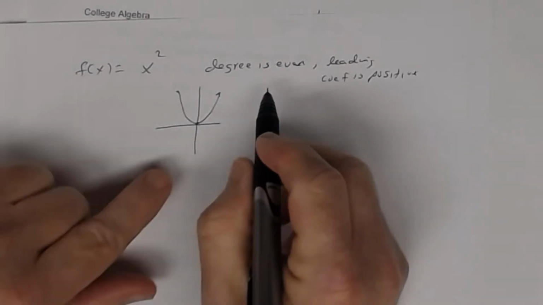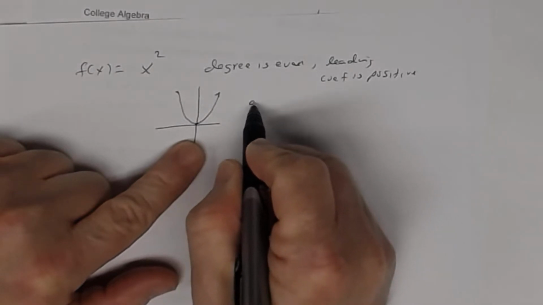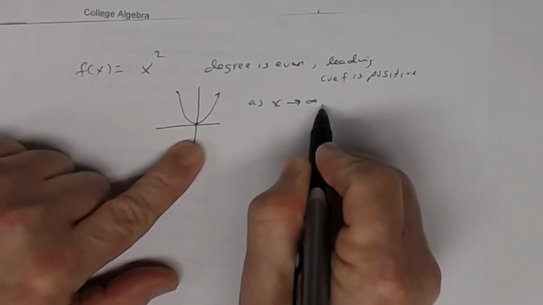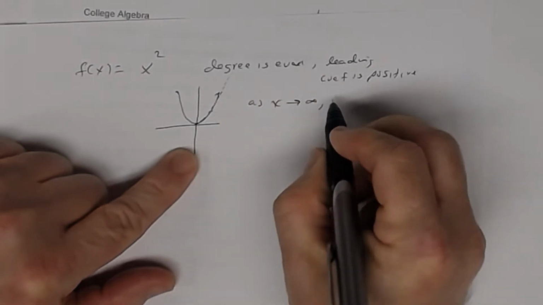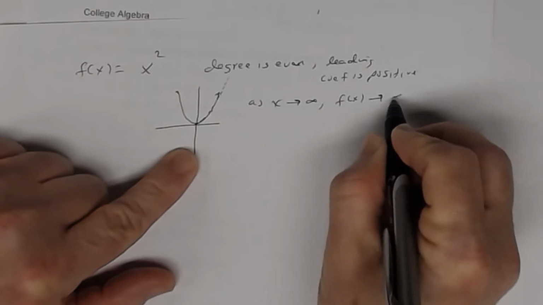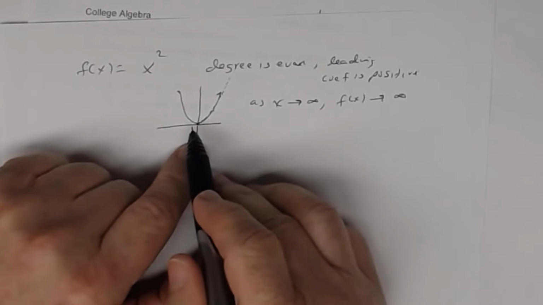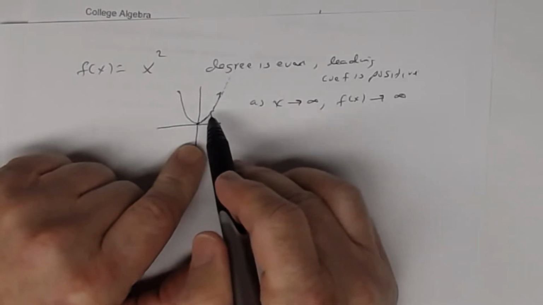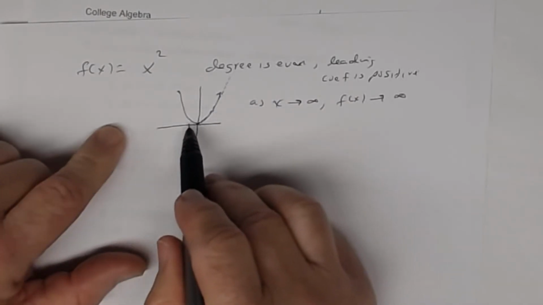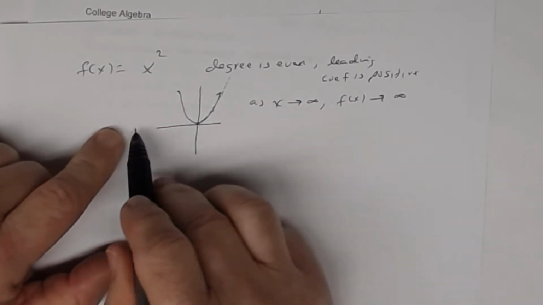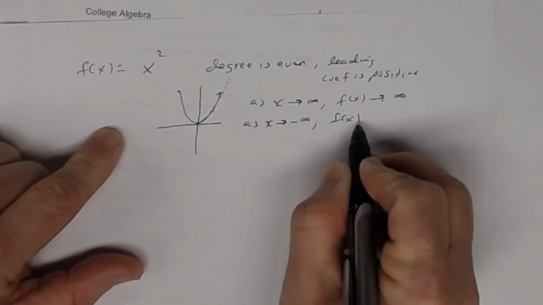So basically what that means is this: as x goes to infinity, the y value goes to infinity. So f of x goes to infinity. Meaning as x gets bigger and bigger and bigger, my y values get larger as well. My y values are approaching infinity. On this side, as x goes to negative infinity, let's think about your y values.